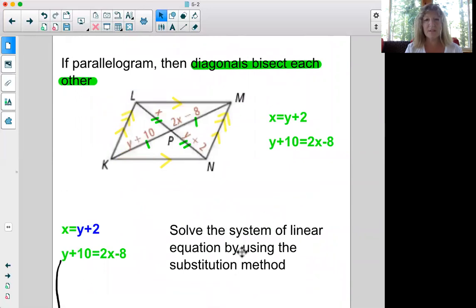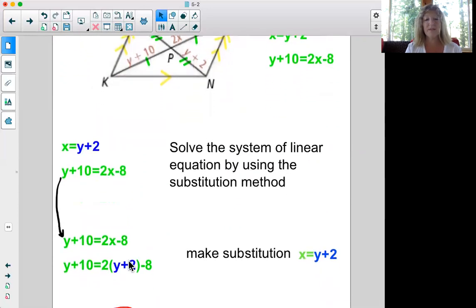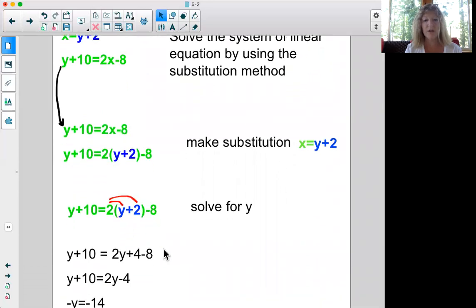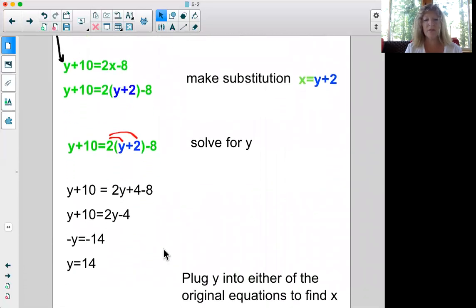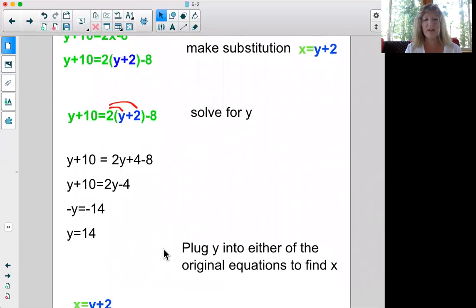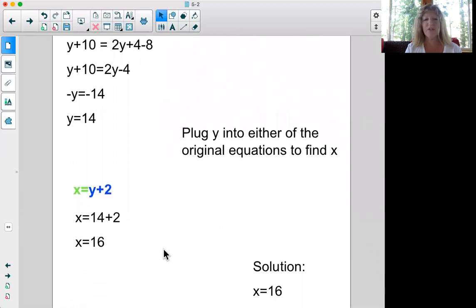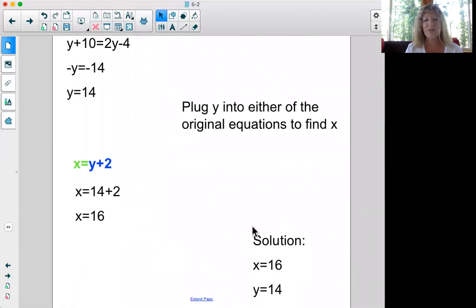You can solve the system of linear equations by substitution because x equals y plus 2. So whenever I see x in the other equation, instead of x I could write y plus 2. Could make that substitution. And then I would only be dealing with y's, so I could solve for y. Distribute, combine like terms, get your variables on the left, your numbers on the right, and isolate y. Once you have y, you can plug it into either of the original equations to find x. So your final solution is x is 16 and y is 14.